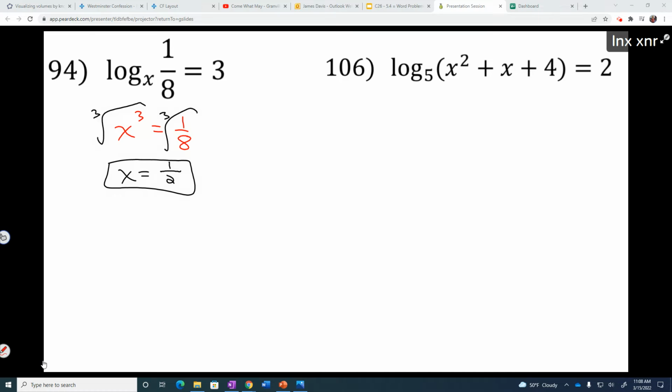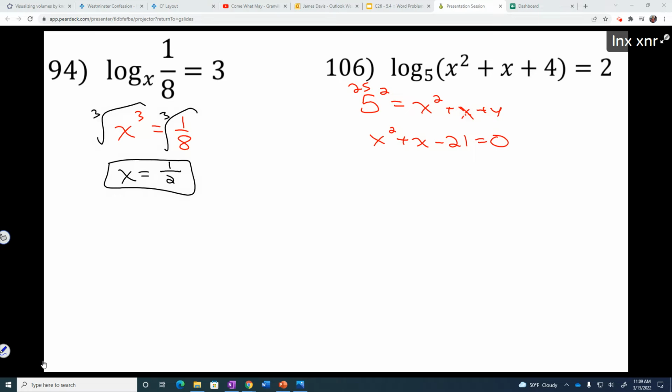I didn't realize you actually have to use the quadratic formula. I assumed it was factorable, but it is not factorable. So you're going to do this as 5 squared equals x squared plus x plus 4. You're going to change it from logarithmic to exponential form. We then want to get everything on the same side, so we want to move this over. This is going to be the same 25. So we have x squared plus x minus 21 equals 0.